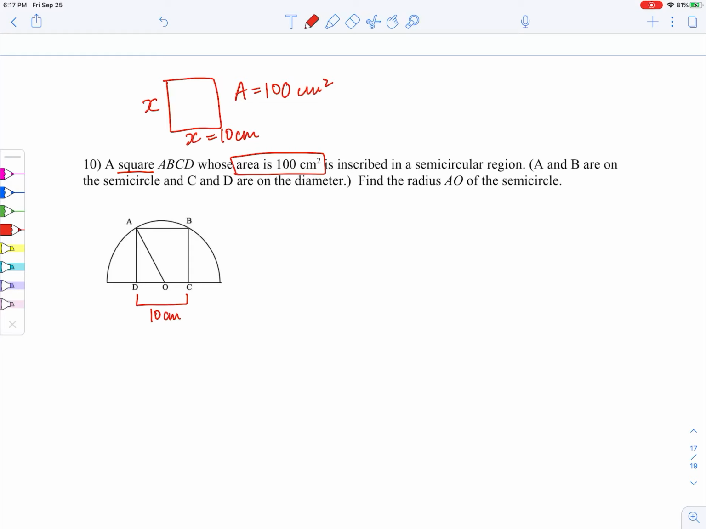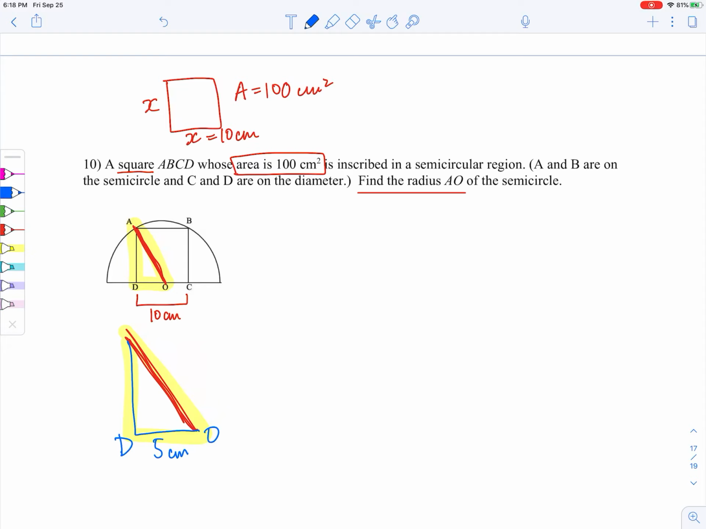It's inscribed in a semicircular region. A and B are on the semicircle, and C and D are on the diameter. They want us to find the radius of the circle. So they want us to find this. So my eye is drawn to this right triangle, and I'm going to draw it out bigger. D to C is a whole 10 centimeters, but that's going to be half of it. So from D to O is going to be 5 centimeters.